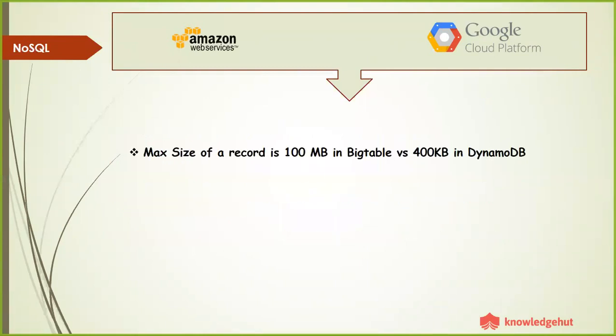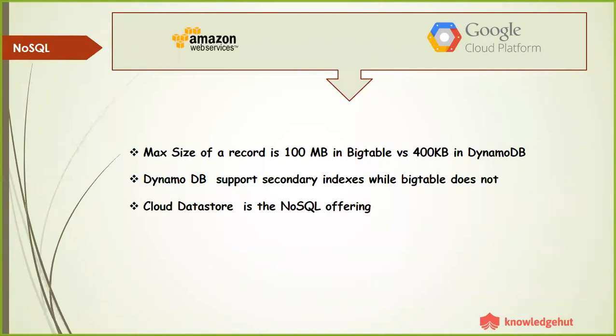In NoSQL, the maximum size of a record is 100 MB in Bigtable of Google, while it is just 400 KB in DynamoDB. DynamoDB supports secondary indexes while Bigtable does not. So you can see that while the data size is really big in Bigtable, Bigtable doesn't support secondary indexes, which may be crucial for performance purposes in some cases. And Cloud Datastore is the NoSQL offering of Google.